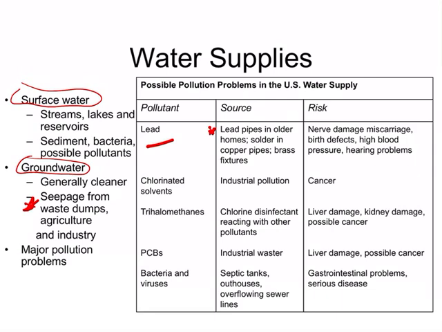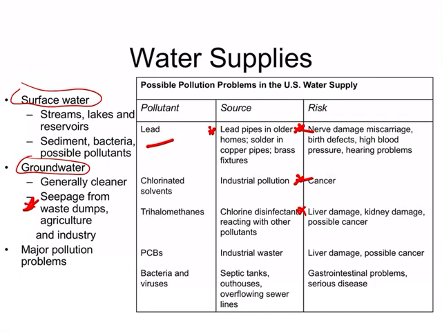Trihalomethanes, again, this is a chlorine disinfectant reacting with other pollutants. And over here on the right, these are telling you some things that could happen. So you just have to be really careful whenever you're doing it. And we have very, very strict rules on our water treatment plants.